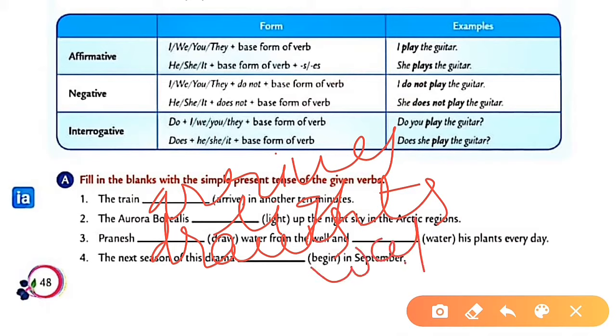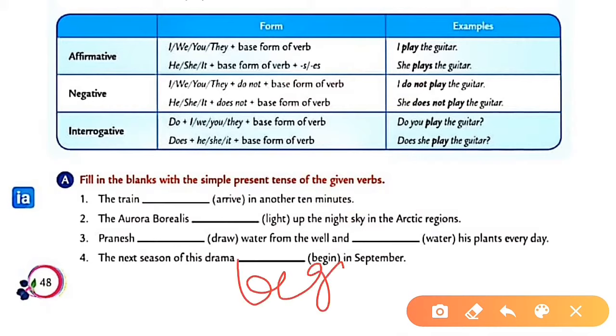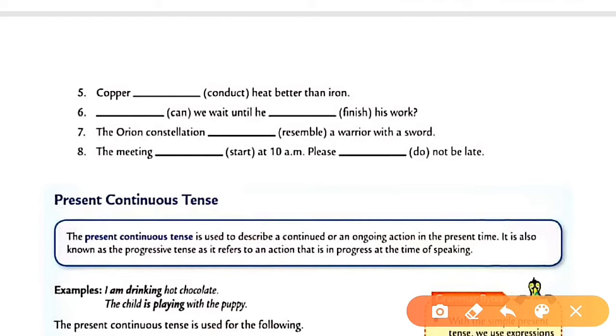Okay guys, move to next. Number four, the next season of this drama begins in September. Begins. All the sentences are based on simple present tense, just you have to use it. Number five, copper dash heat better than iron. Conducts.